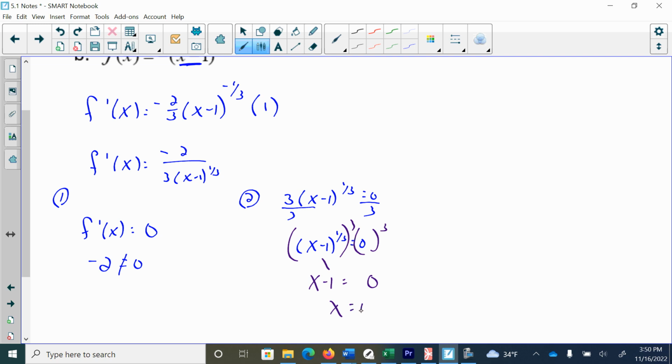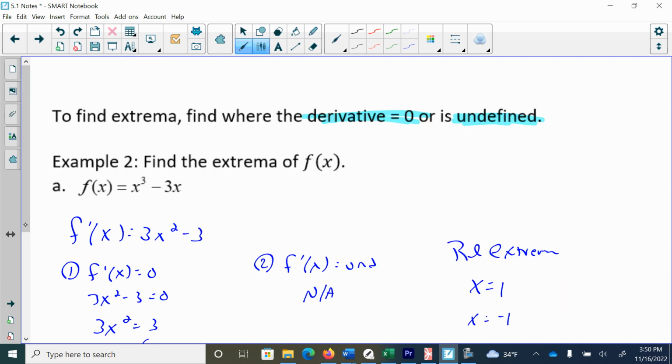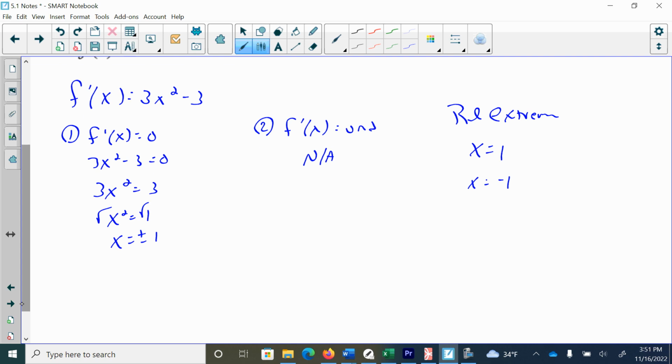So my relative extrema is going to be when x is equal to 1, and I should say that a critical number is going to occur when x is equal to 1. And that's the same for this one over here. I said relative extrema, those are also my critical numbers. CN, critical numbers.